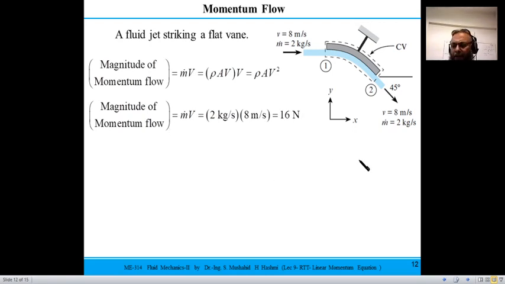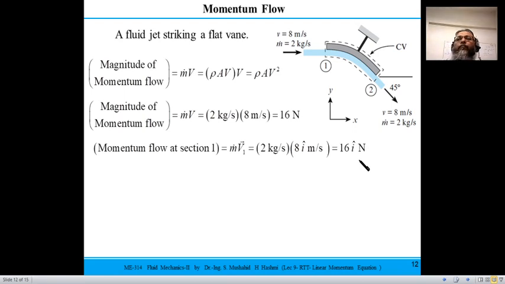If I have to write down the momentum flow, I know the momentum is a vector. Mass is a scalar, but velocity is a vector. So the velocity at section 1 is in the x direction, so I call it 8i. 8 is the magnitude, and i represents its direction. This is a vector in the x direction at section 1. So the magnitude remains 16, and 16i would be the vector. That would be the momentum flow at section 1.